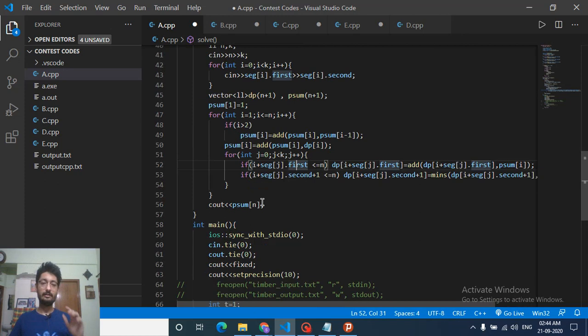And in the end, the answer is just stored in psum, because psum stores the total number of ways to reach the nth block, and that's it. It's a little bit confusing, but if you draw it on paper, or solve this function, or see this code 1, 2, 3 times, you will keep on absorbing it. I also had to see this code from somewhere else, because it was quite confusing for me to understand. But after seeing this code 2, 3 times, I am understanding the core concept of this code.